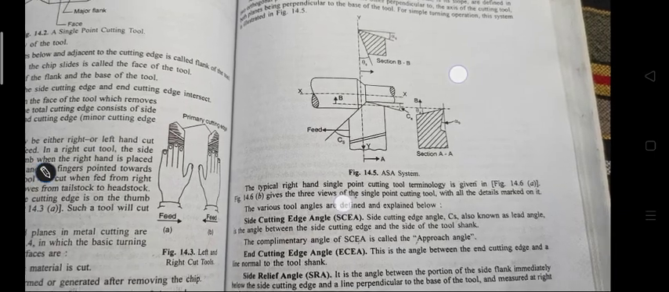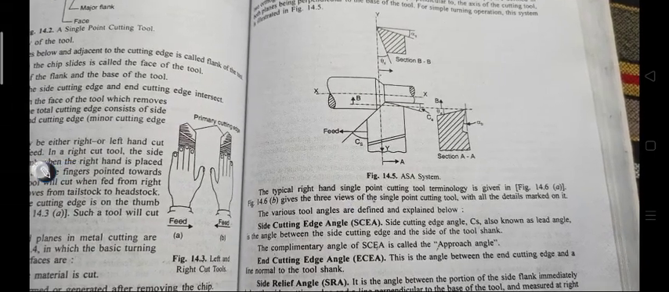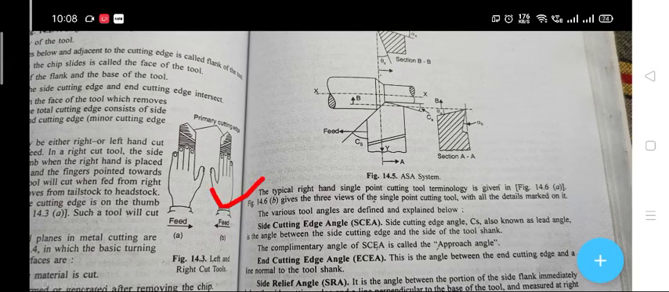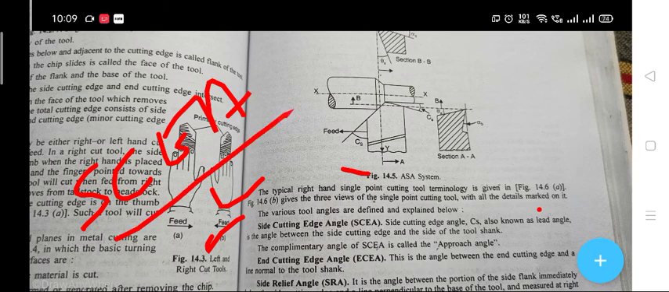There is a figure of the ASA system, and the typical angles of a right hand single point cutting tool terminology are given in the figure, which gives a three view of the single point cutting tool with all details marked. The first one is SCEA. SCEA stands for side cutting edge angle.